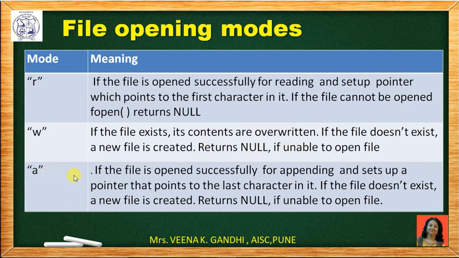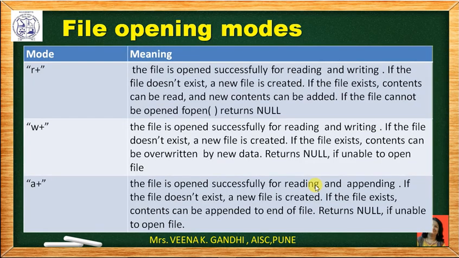Next is append mode, or a. If the file is opened for appending, the file pointer is set to the last character in it. If the file does not exist, a new file is created. Otherwise, it returns a null value for not opening the file. The next mode is r plus, meaning we can read the file as well as write to the file. If the file does not exist, a new file is created. But if the file exists, contents can be read and new contents can be added. If the file cannot be opened, it returns a null value.